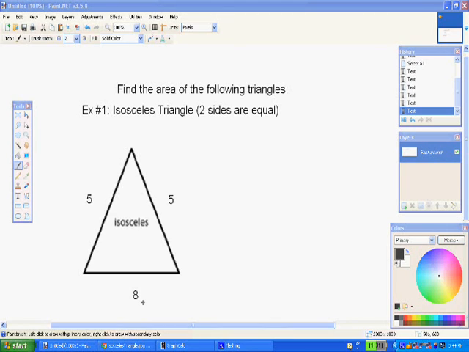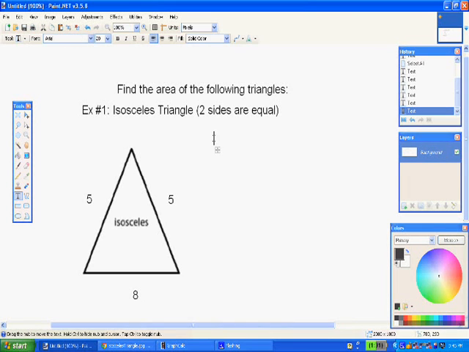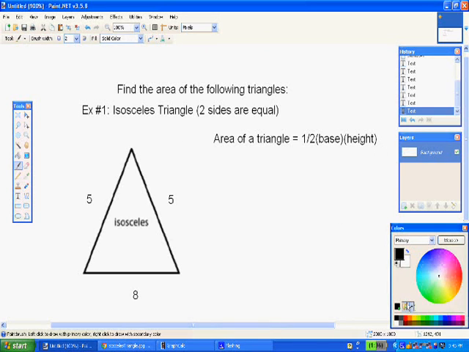And if you remember, in order to find the area of a triangle, you do 1/2 times the base times the height. We have the base right now, but we don't have the height. But we can use the Pythagorean theorem to help us figure out the height of this triangle. So I'm going to go ahead and draw in the height. And remember, we learned that the height has to be perpendicular or create a 90-degree angle with the base. Okay, I'm going to draw in the height.